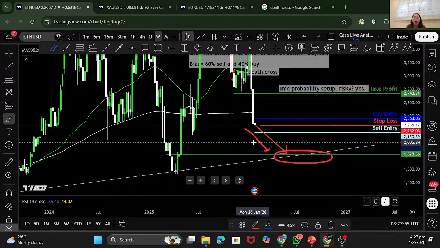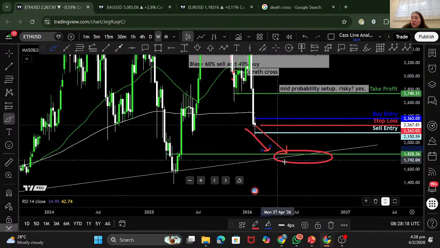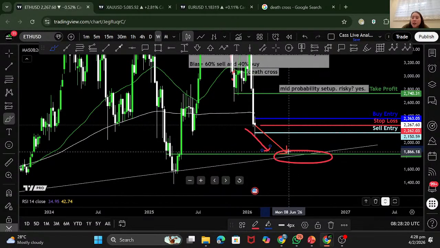So how do I become profitable? Trading only once a week, sometimes twice a week, sometimes zero times a week. I'm very selective with my trades. I do tons of analysis, but I only get into those that make a lot of sense to me. I think Ethereum is going to drop down to this green level here, but I am still not going to enter for a sell.